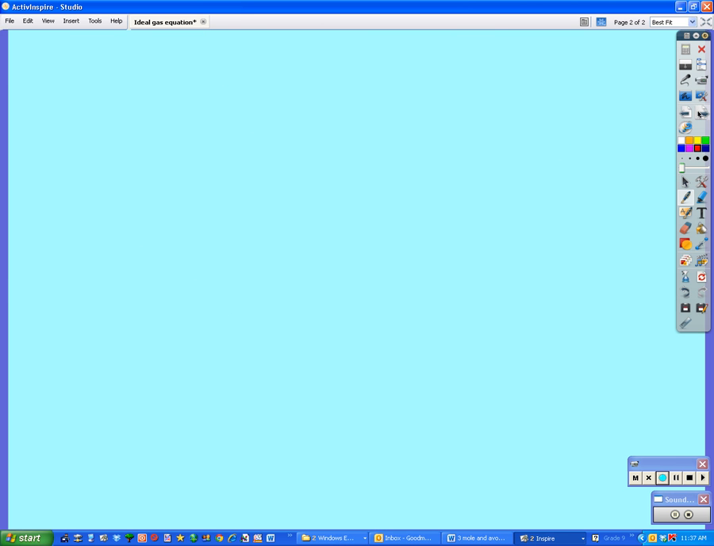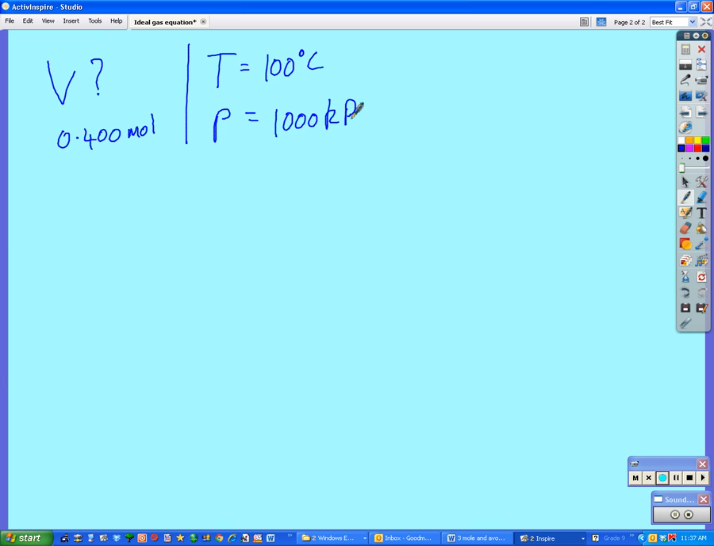Let's do an example. From the booklet you've been given, question 2 says that we want to find the volume of a gas. We're given 0.400 moles of a gas, and that gas is going to be at a temperature of 100 degrees C, and there's a pressure of 1000 kilopascals. We're trying to find the volume.